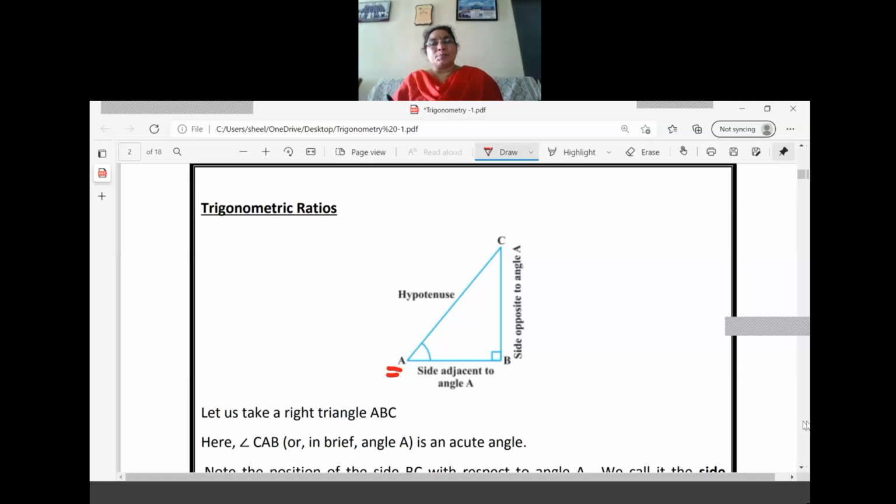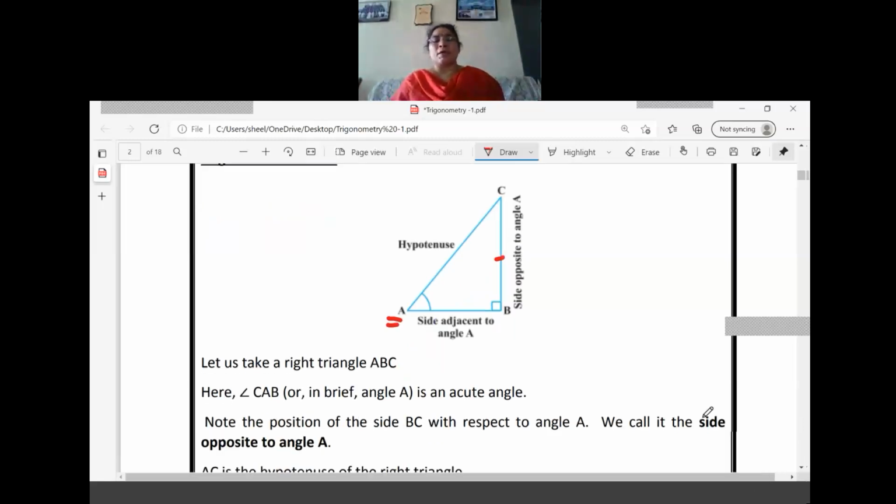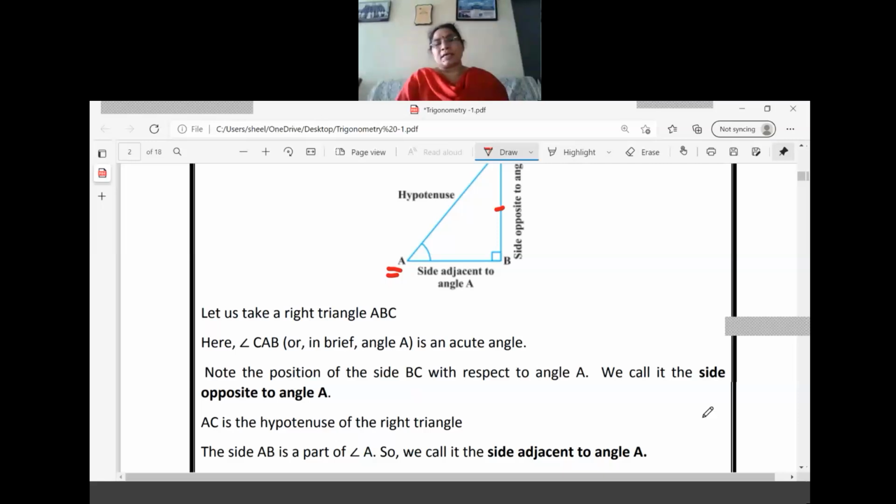So these three names you should know. One is the hypotenuse, which we have already studied. One is the adjacent side, one is the opposite side. Now with respect to A we are talking. So the side AB is close to angle A, so it is the adjacent side. Similarly, BC as a side is just opposite to A. That is why it is written as the side opposite to angle A. So now I will go to the explanation here. So let us take the right triangle ABC.